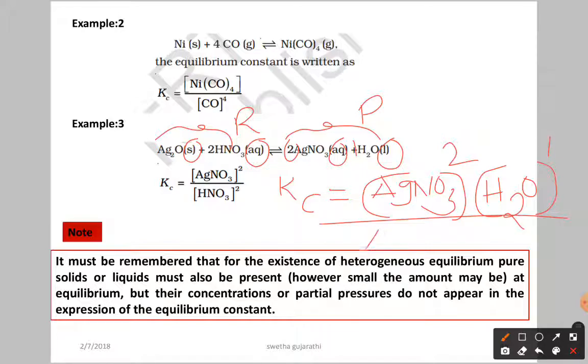Molar concentration of Ag2O, okay, Ag2O, and the molar concentration of HNO3, nitric acid, and that has to be raised to the power 2. Why? Because the coefficient we have is 2.